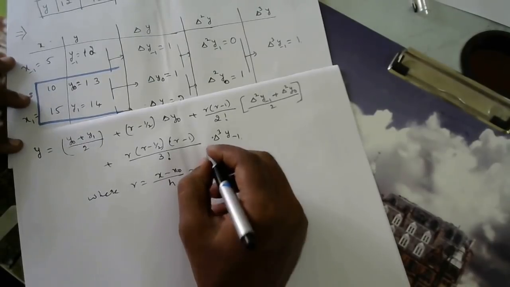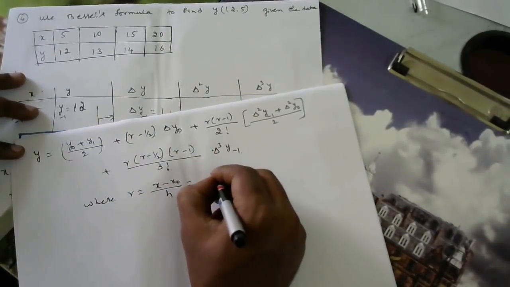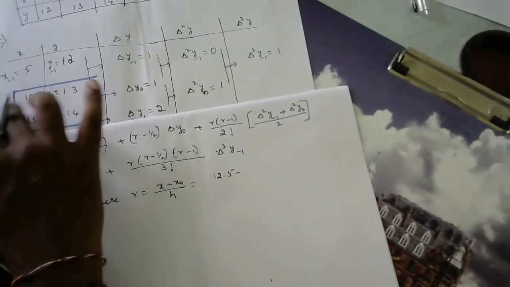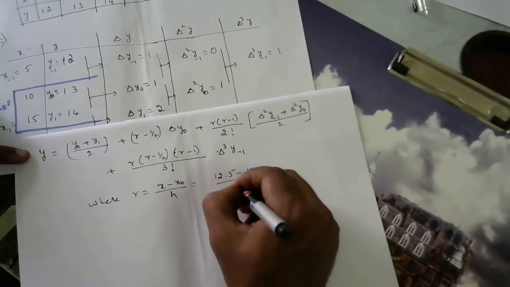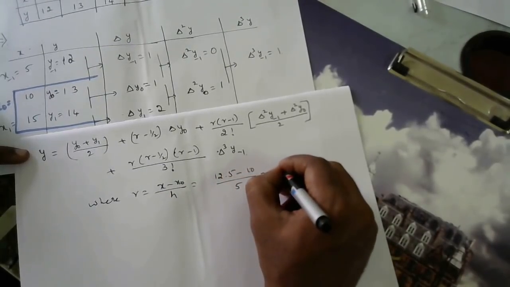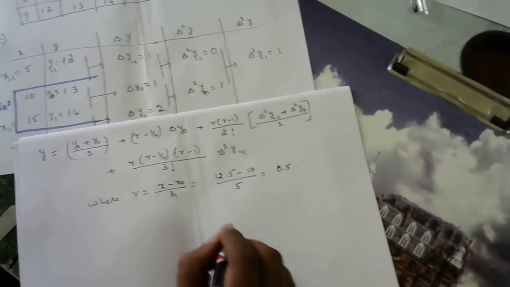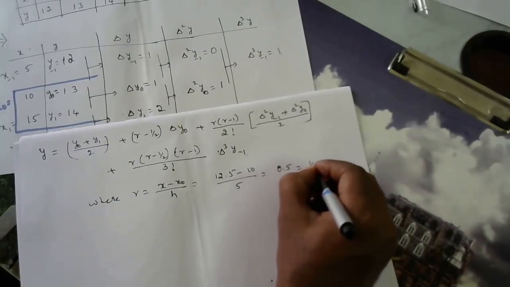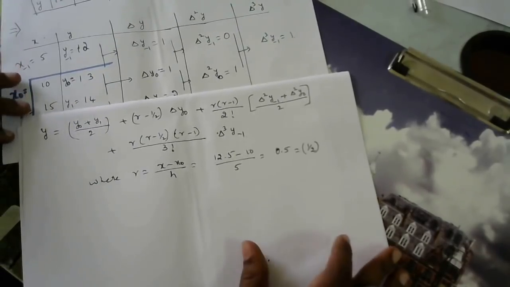So what do you have to find out? You have to find for 12.5, that is your x value. So 12.5 minus x naught value 10, divided by h value, the difference, 5. So what do you get for the r value? 0.5. So 0.5 can be written as 1 by 2. You can take either one, 0.5 or 1 by 2.